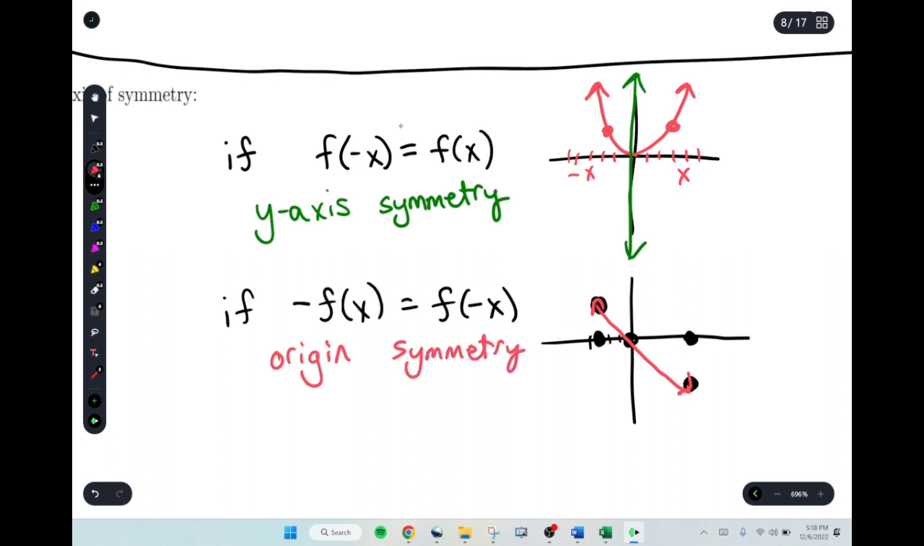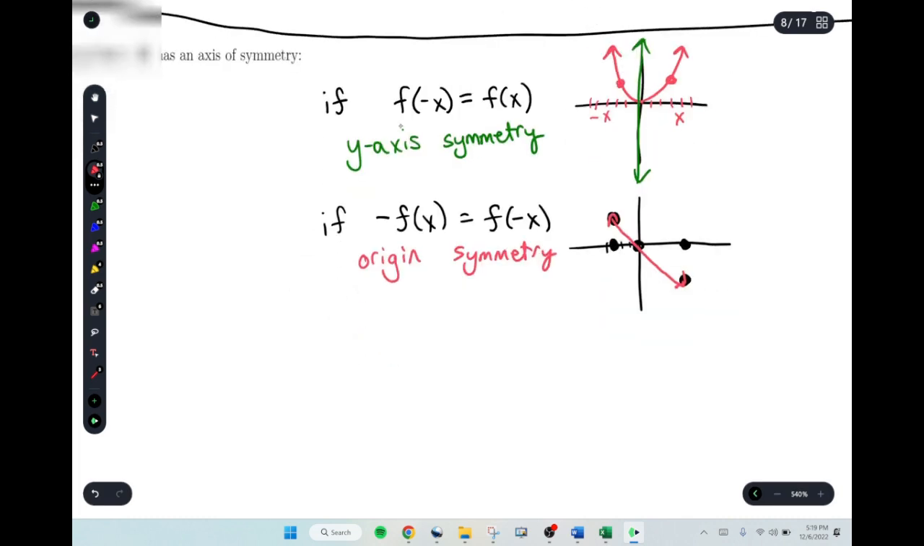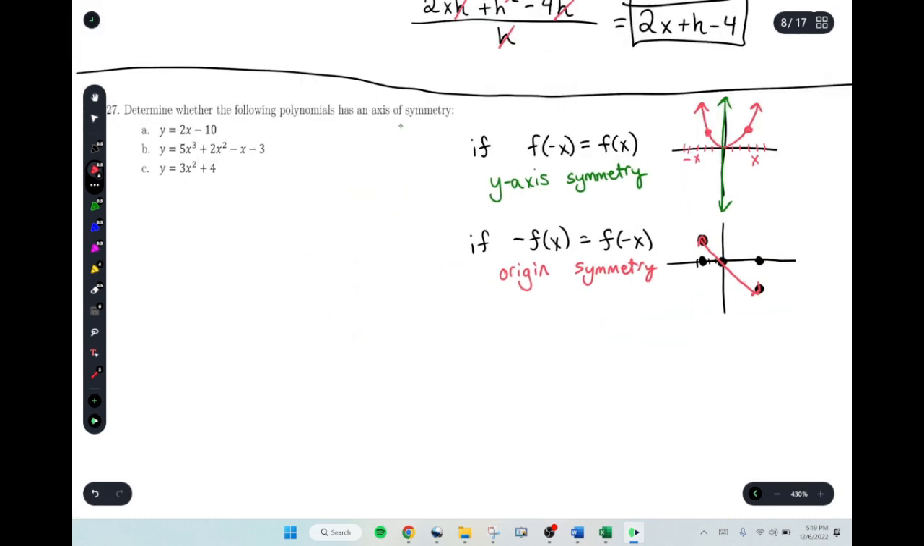And I lied about 3 types. There's only 2 types. Those are the only 2 types. There's no x-axis symmetry. Why is there no x-axis symmetry? Because it wouldn't be a function. If there was x-axis symmetry, that wouldn't be a function, literally. So those are it. So that was a long way around trying to remember the types of symmetry.